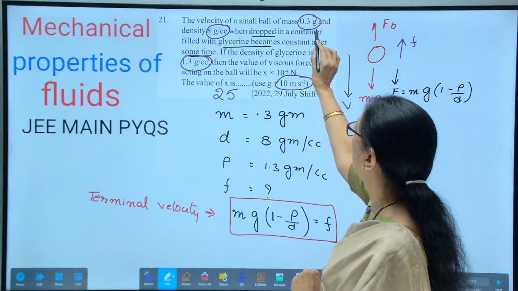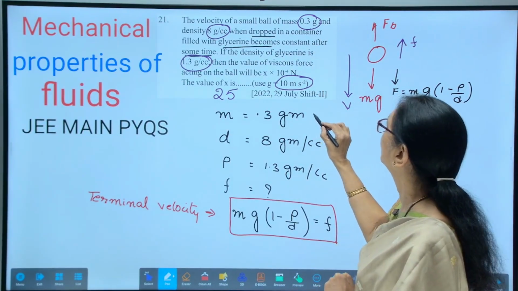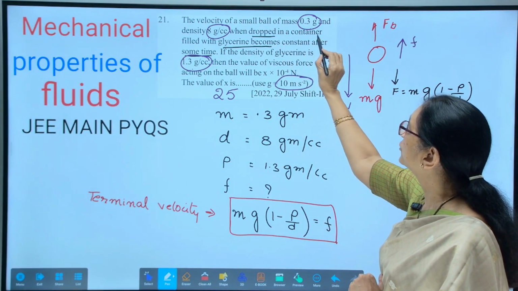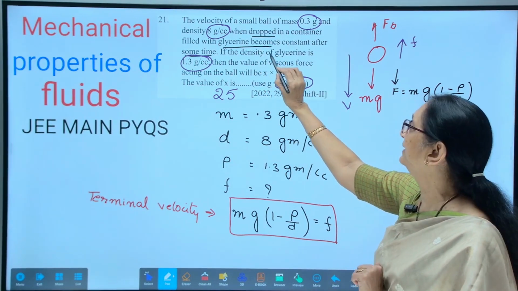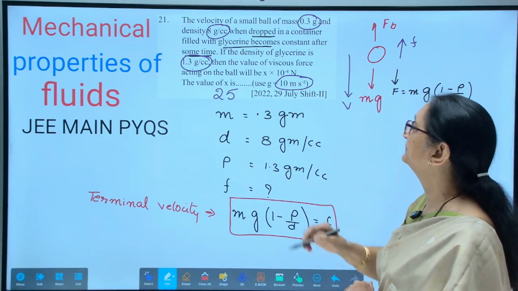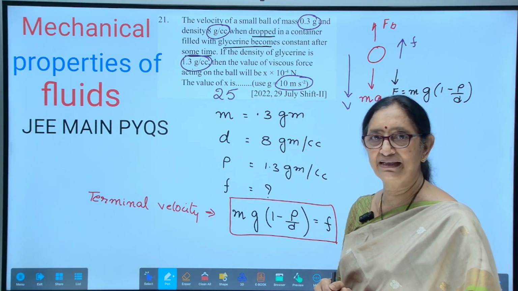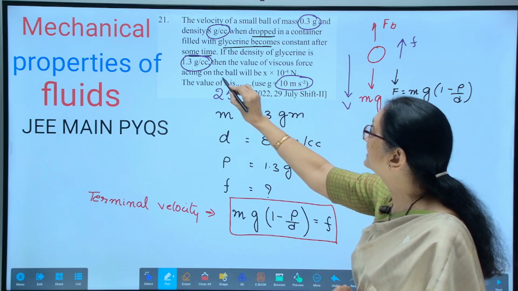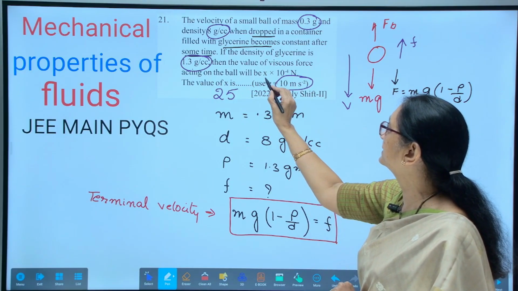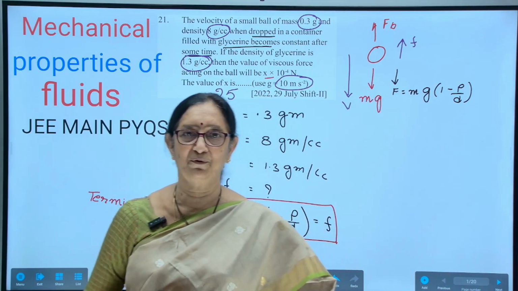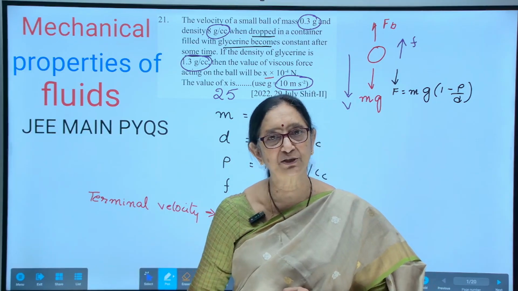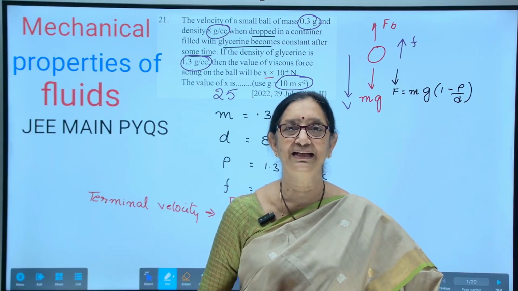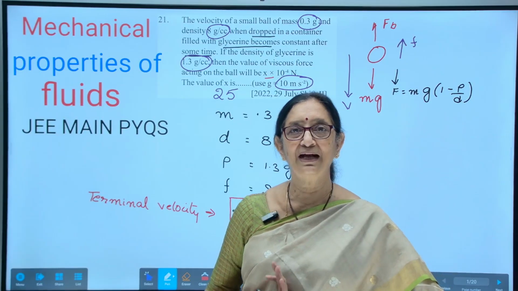Velocity of a small ball of mass 0.3 grams and density 8 gram per cc, dropped in a container filled with glycerin, becomes constant after some time. Density of glycerin is given as 1.3 gram per cc. So, the value of viscous force acting on the ball is x into 10 to the power of minus 4. So, a ball is dropped into glycerin and after some time that ball attains terminal velocity in glycerin. What is the viscous force acting on it?